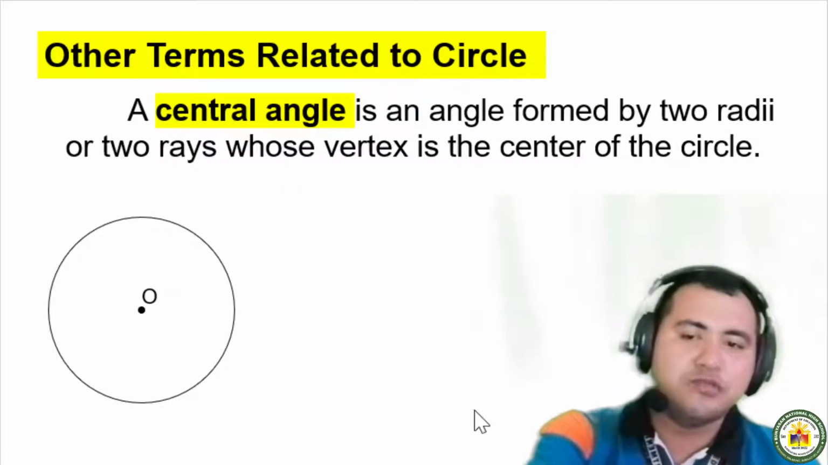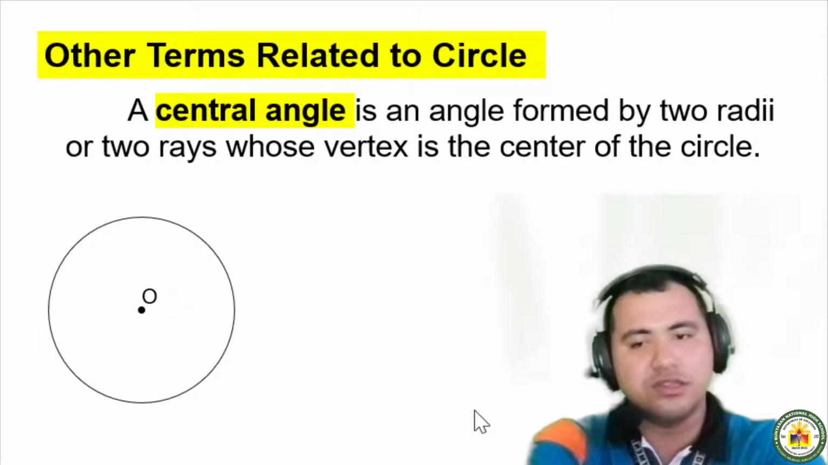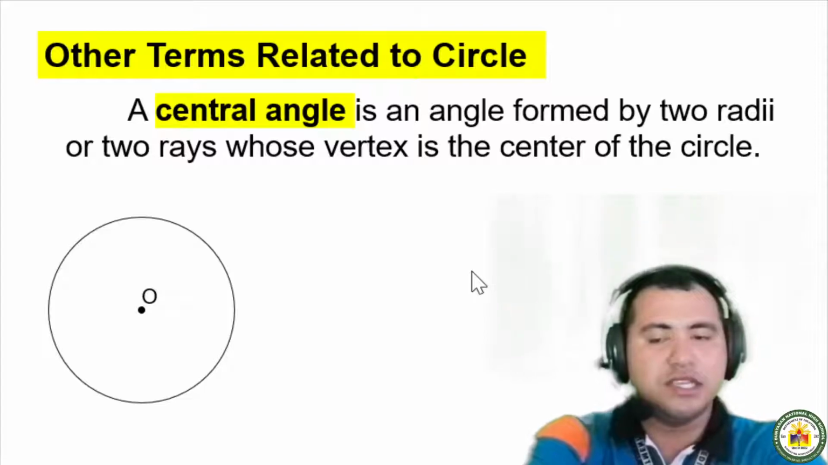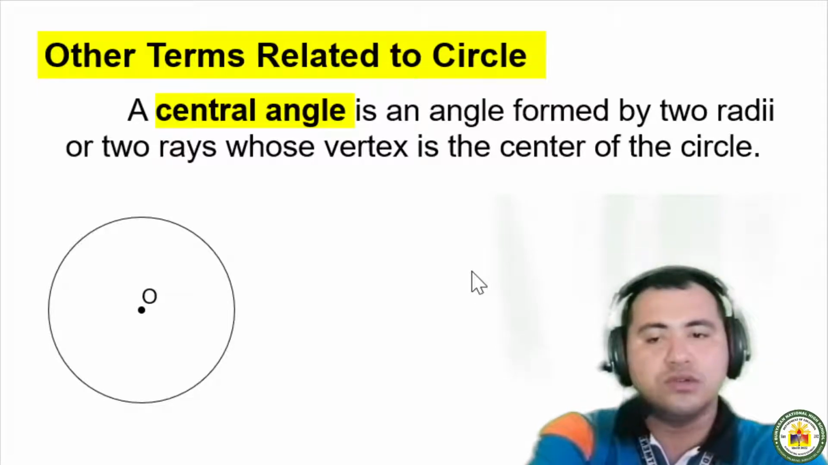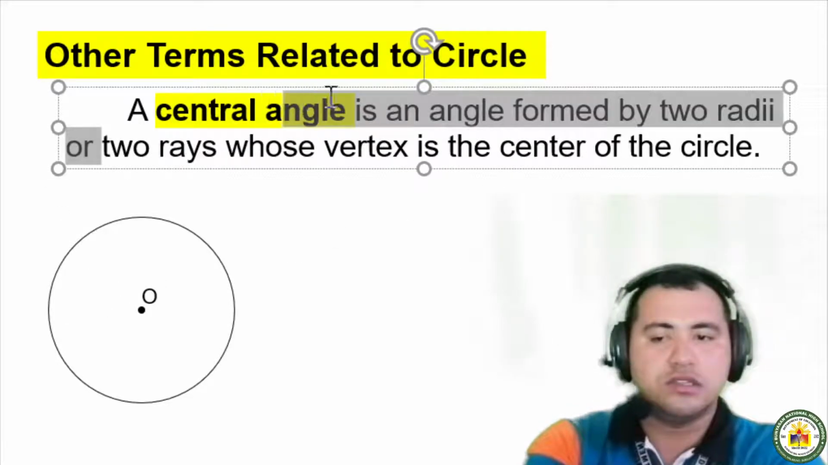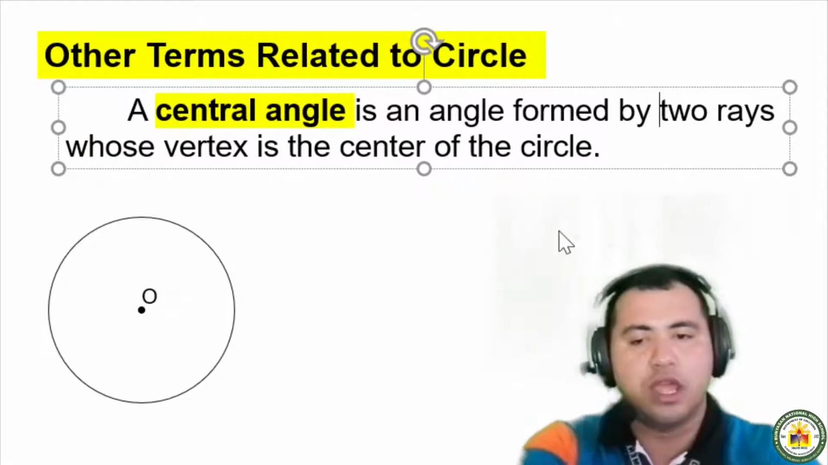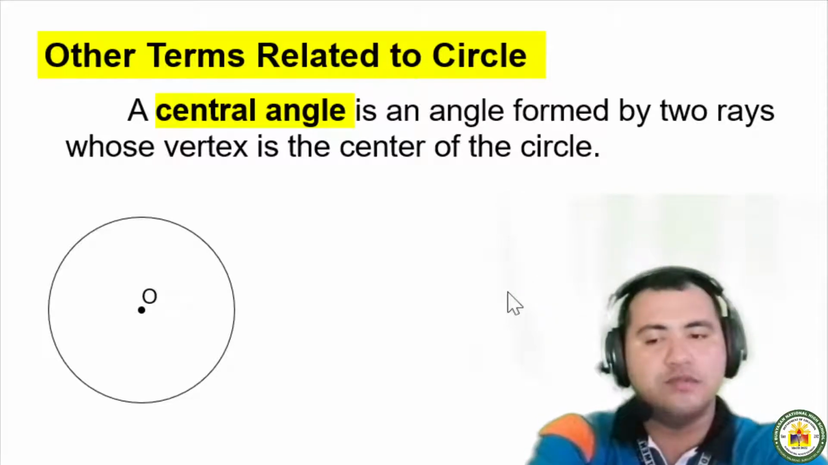So let's proceed to the other terms that are related to circle. Lain nga mga terms that are related to circle. So first, we have a central angle. What is the central angle? So central angle is an angle formed by two radii or two rays whose vertex is in the center of the circle. Like for example, we have circle O.